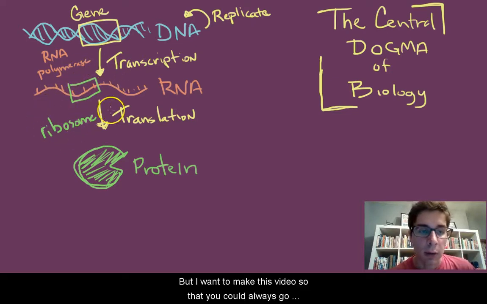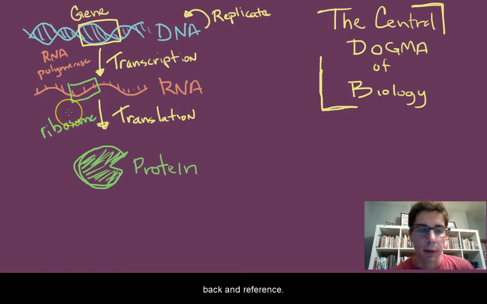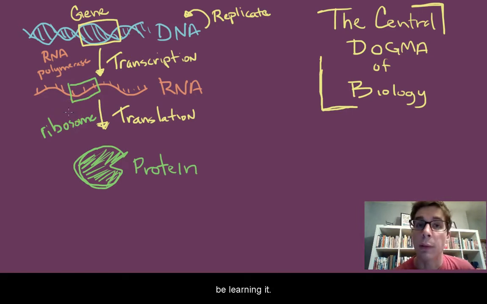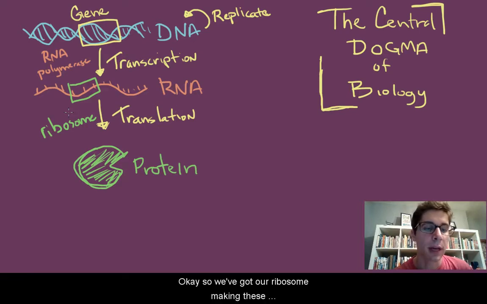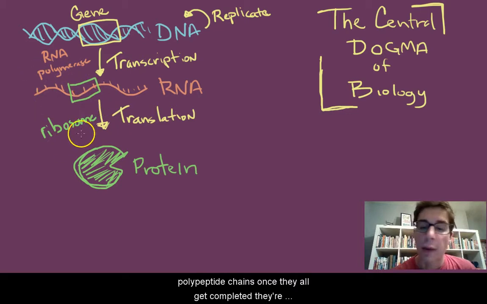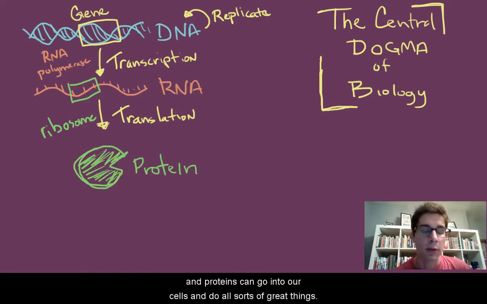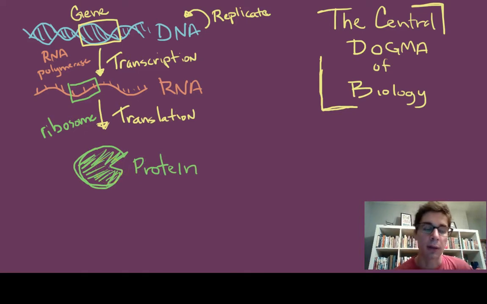We're going to get into all of these little details later on, but I wanted to make this video so that you could always go back and reference it. So you may not know all of this yet, but just keep in mind we will be learning it. Okay, so we've got our ribosome making these polypeptide chains. Once they all get completed, they're going to get folded up and turned into a wonderful protein. And proteins can go out into our cells and do all sorts of great things.